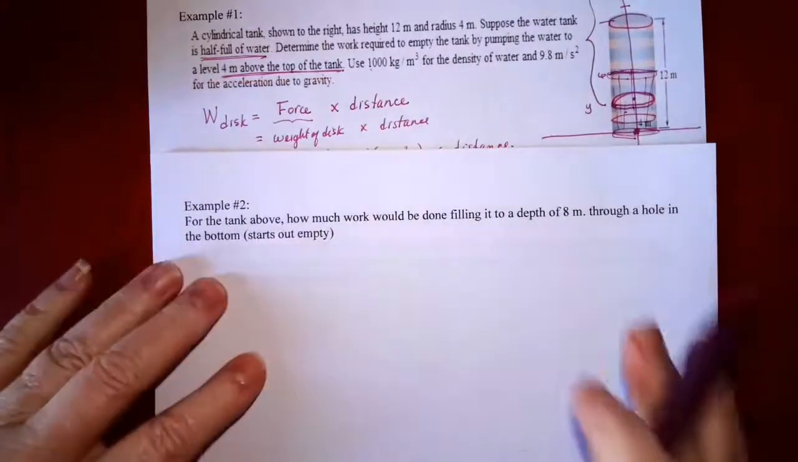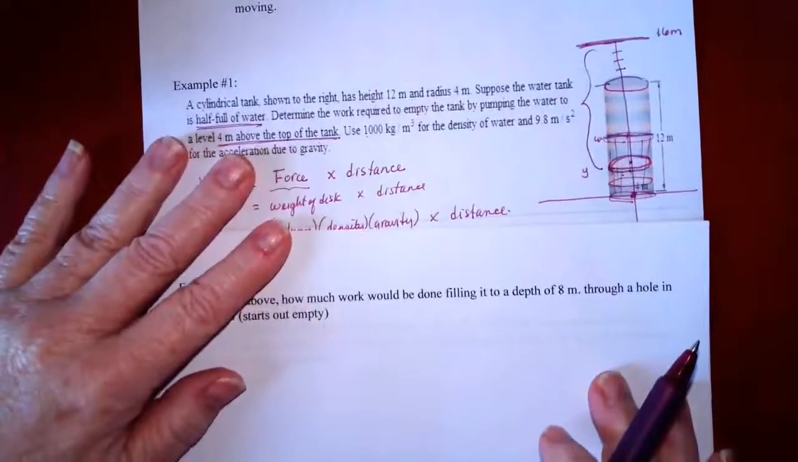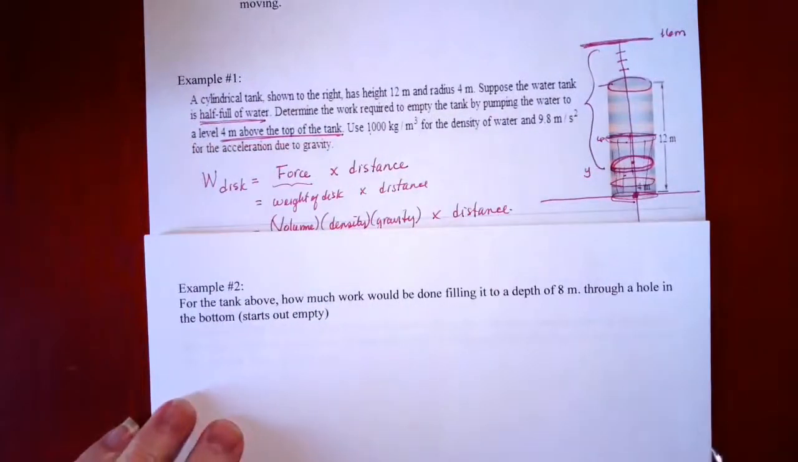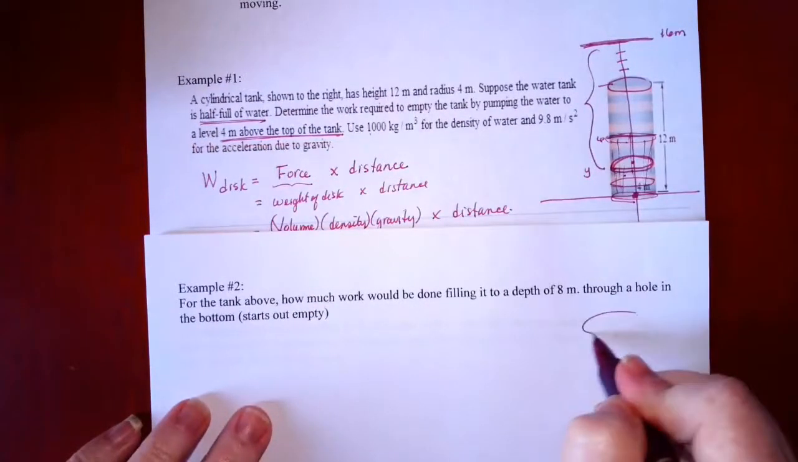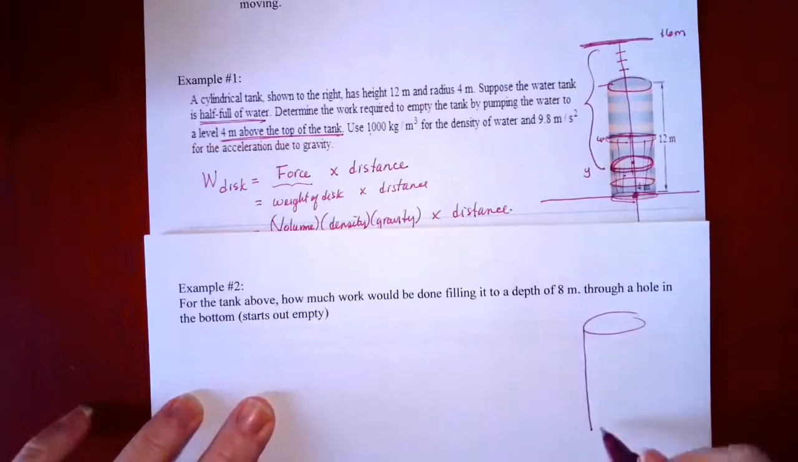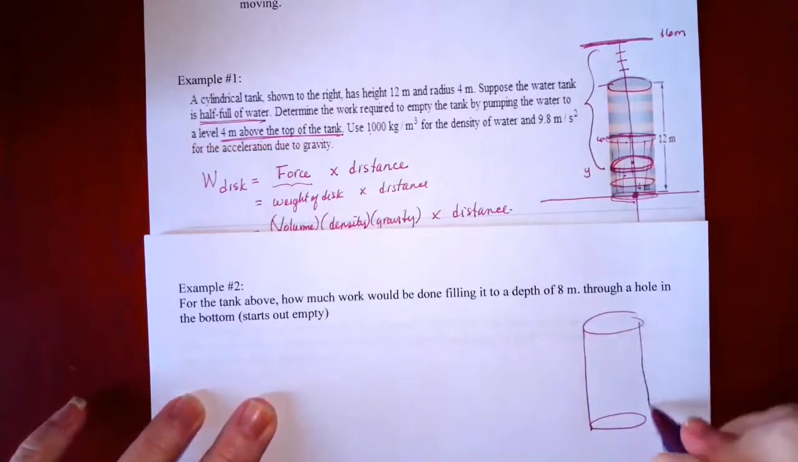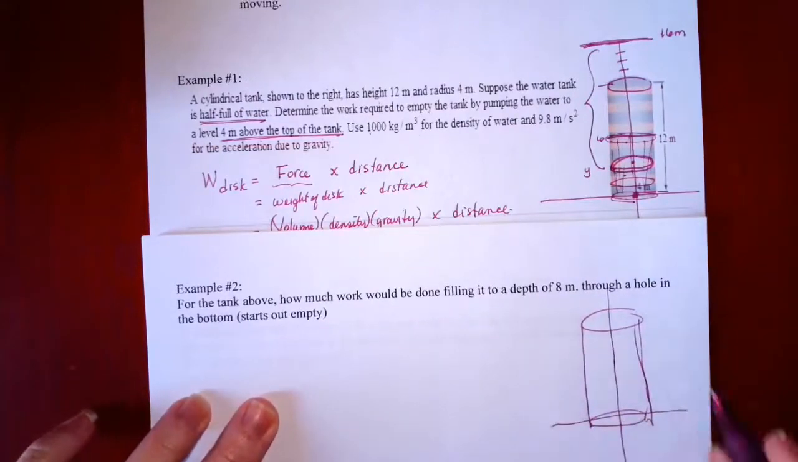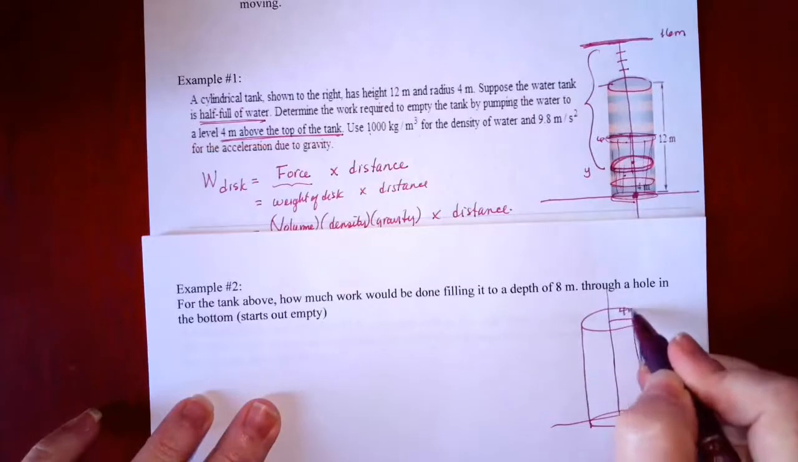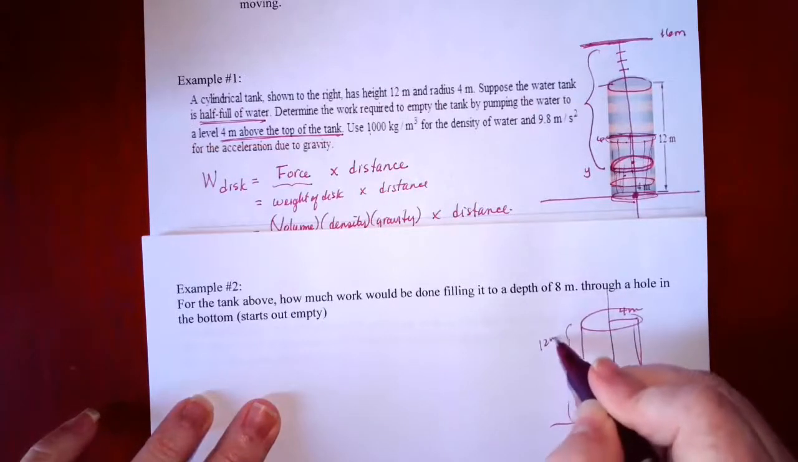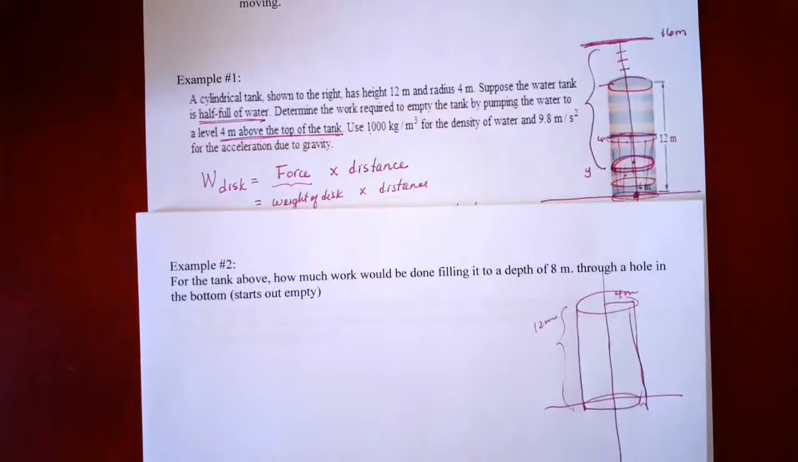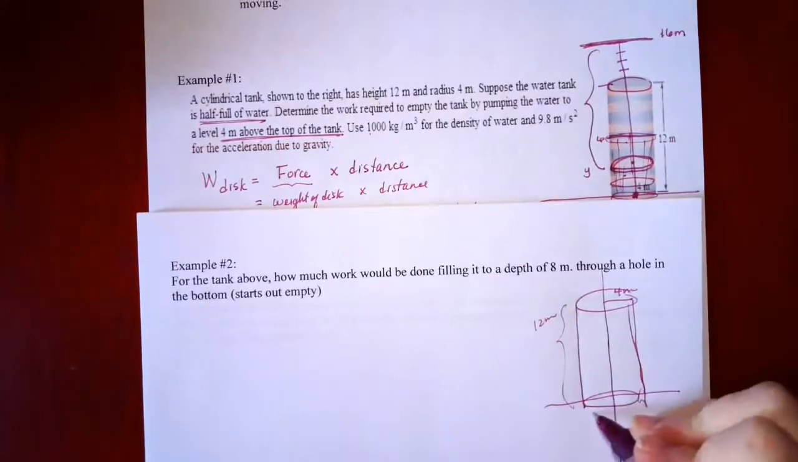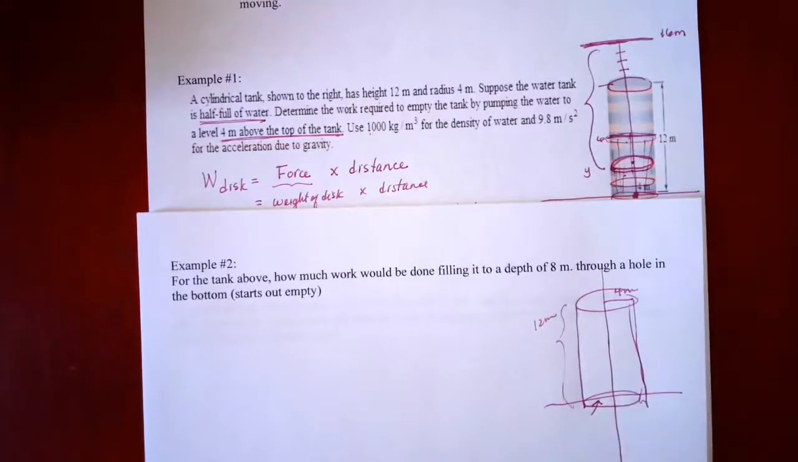What if instead of taking a tank that was half full of water, we start out with an empty tank? Oops, got a little crazy there. So I'm just going to redraw my tank. So this is still 4 meters. This is still 12 meters. Okay. But now, instead of any water in it to start, I'm going to fill with water through the bottom of the tank. Okay.